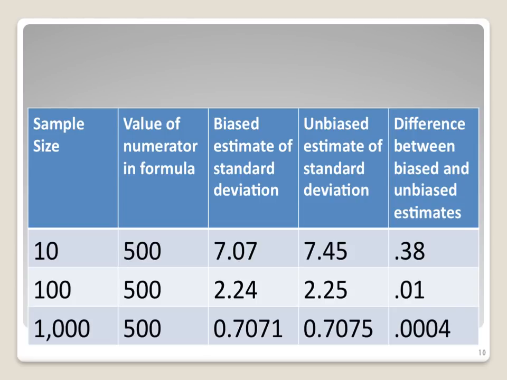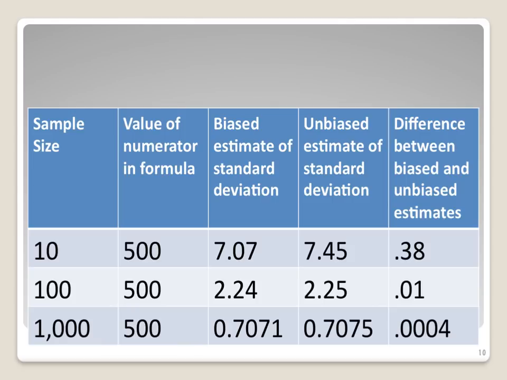So if we were to use n in our formula, we would end up with a biased estimate of the standard deviation. If the value of our numerator, the x minus x bar, is equal to 500, and we divide by n, then we're going to get a biased estimate of the standard deviation of 7.07. If we take an unbiased estimate of the standard deviation for sample size 10, we will get an inflated or larger standard deviation of 7.45.